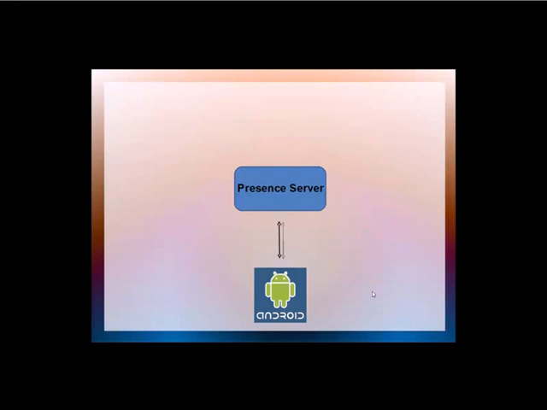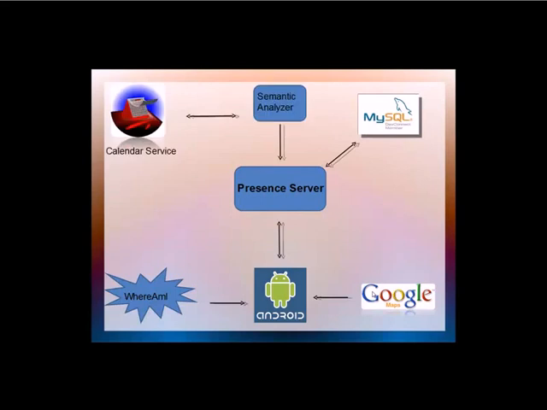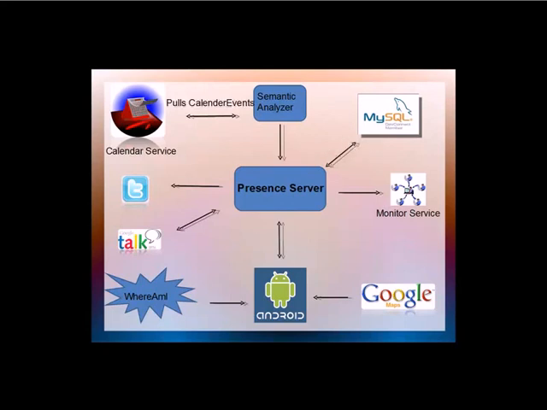Presenting the architecture, the core component is the present server that spawns multiple threads for activities like polling the calendar, communicating with Android, and running the monitoring service. On launching the application on the Android phone, it passes the credentials to the server, which then retrieves the calendar events and delivers it to the semantic analyzer.